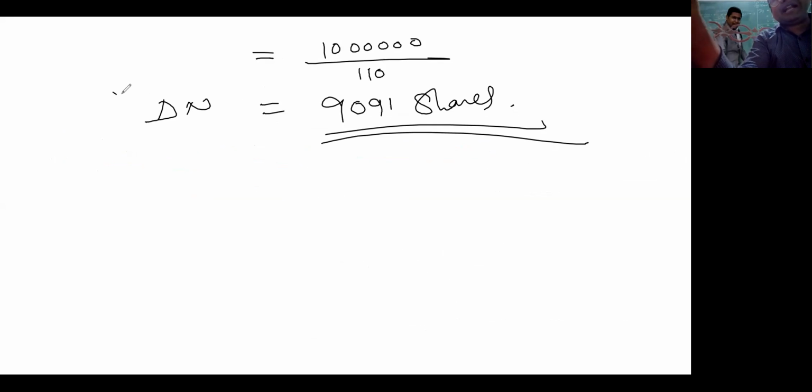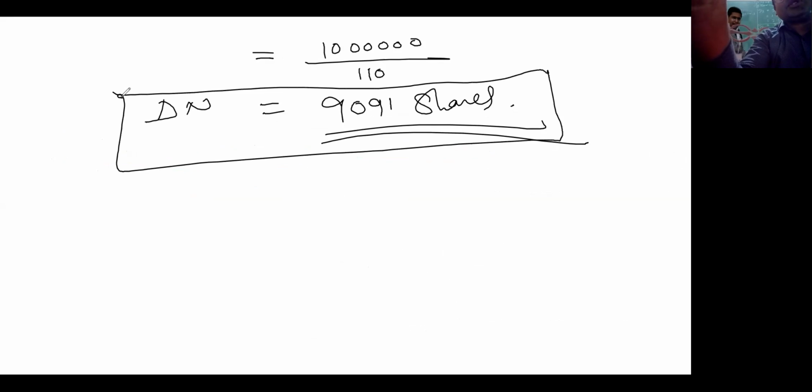When dividend is not declared, at that time you will issue 9091 shares. When dividend is not declared and you require investment of 20 lakhs and net income or earning is 10 lakhs, in such a case you have to issue 9091 shares. So that's the end of the solution.